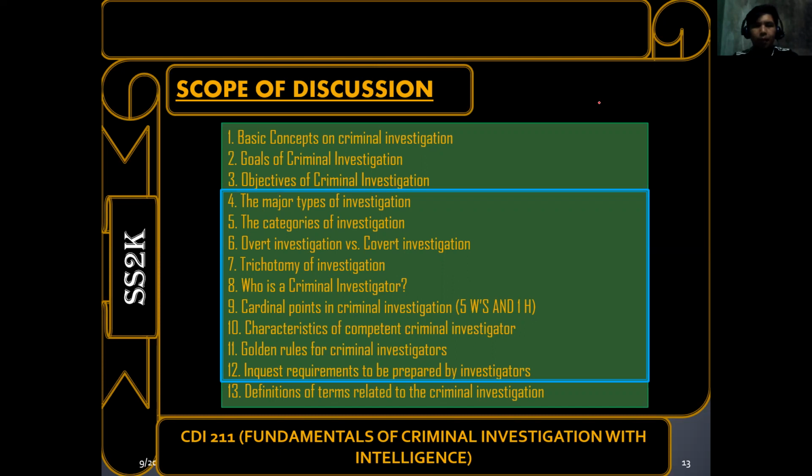krimen. We will also discuss the characteristics of a competent criminal investigator, or the desired characteristics of a competent criminal investigator, as well as the golden rules for criminal investigator and the inquest requirements to be prepared by investigators. Especially if a certain person was arrested by virtue of warrantless arrest circumstances, then kailangan pong agad na ipa-inquest. Ano naman yung mga kailangan bago magkaroon ng tinatawag na inquest proceeding for the determination of probable cause?